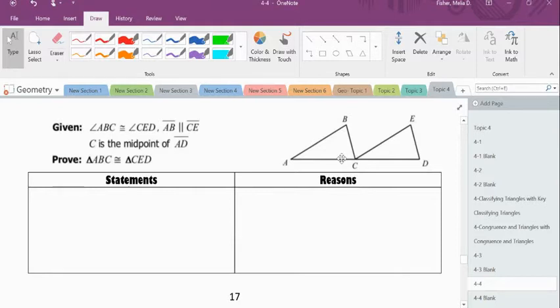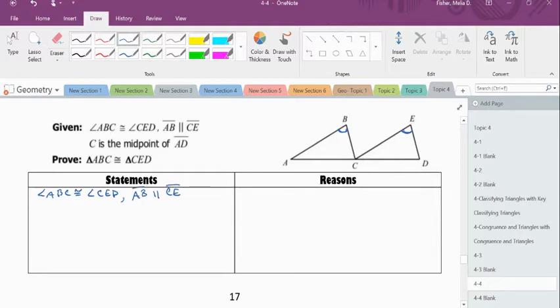Let's try another. We are, of course, given that angle ABC is congruent to angle CED. I'm going to mark that on here. ABC is congruent to CED. I'm going to mark that as part of my given. And then I'm going to say that AB is parallel to CE.